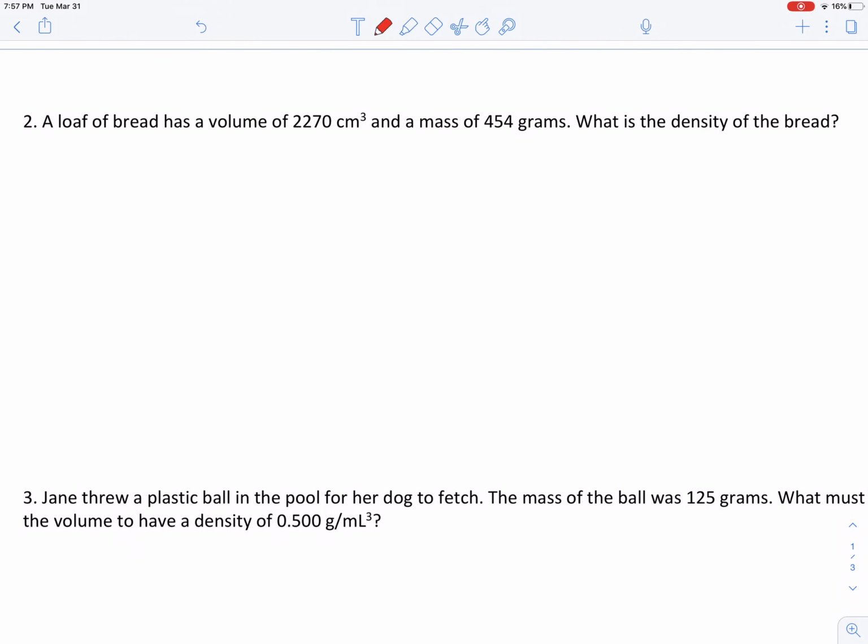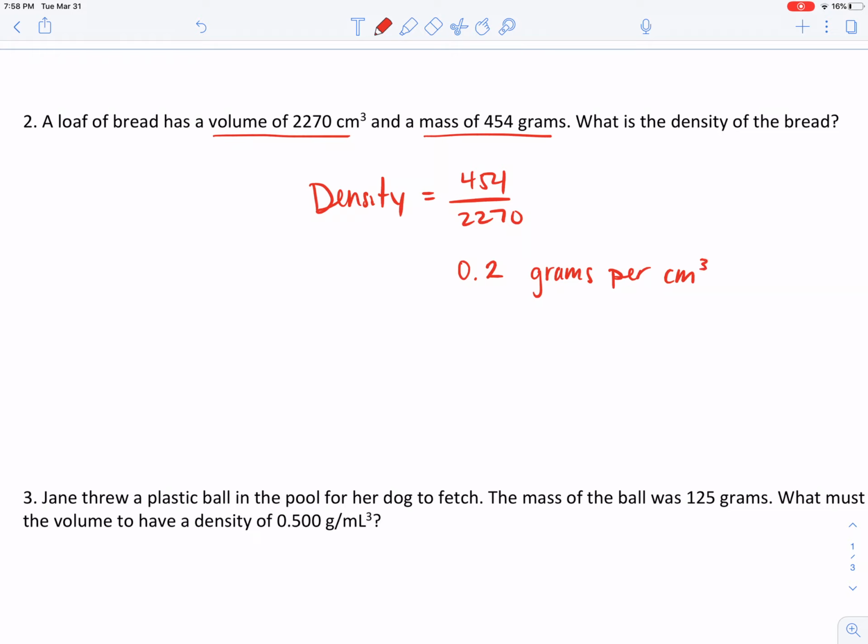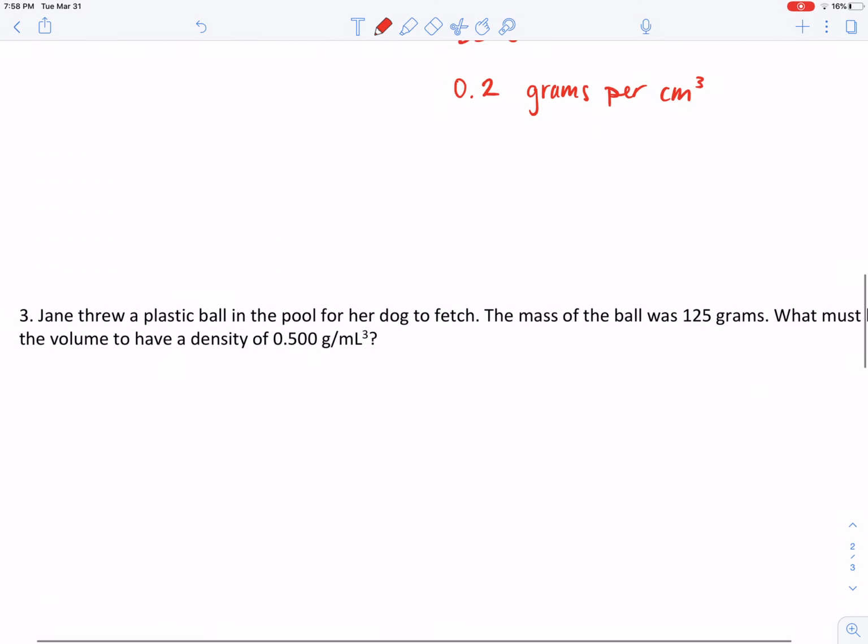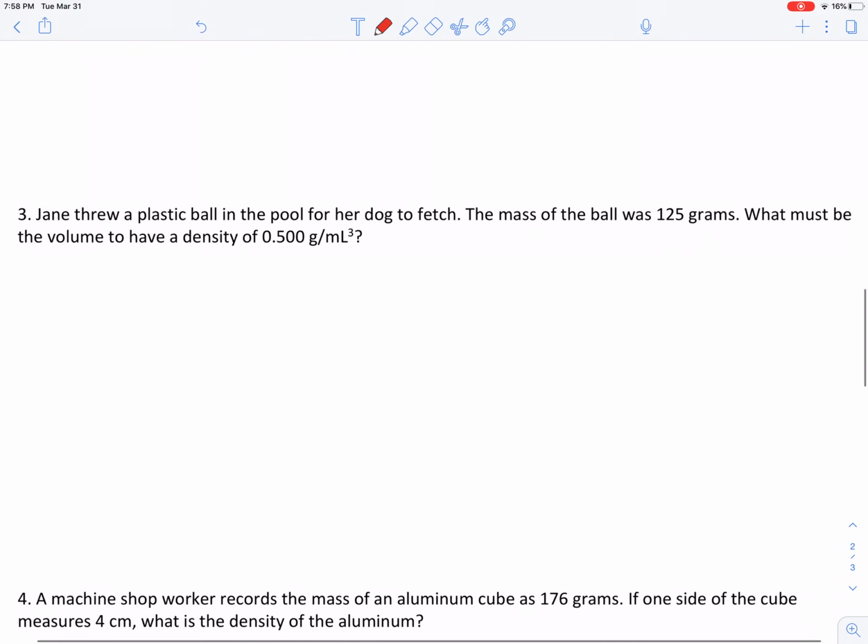Okay, a loaf of bread. Here they give you the volume, they give you the mass, and ask for the density. So this is a very basic problem. You would just have to literally do density equals mass divided by volume. They gave you the mass, they gave you the volume, and then you would divide that and get 0.2 grams per cubic centimeter. So that one's very basic if they give you the volume as opposed to just giving you the dimensions.